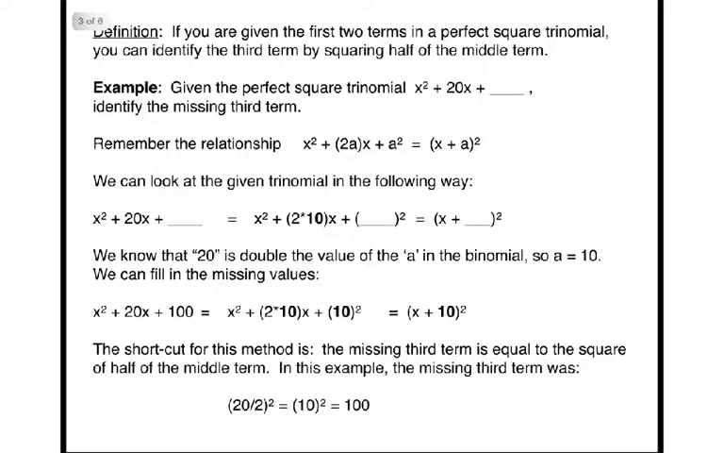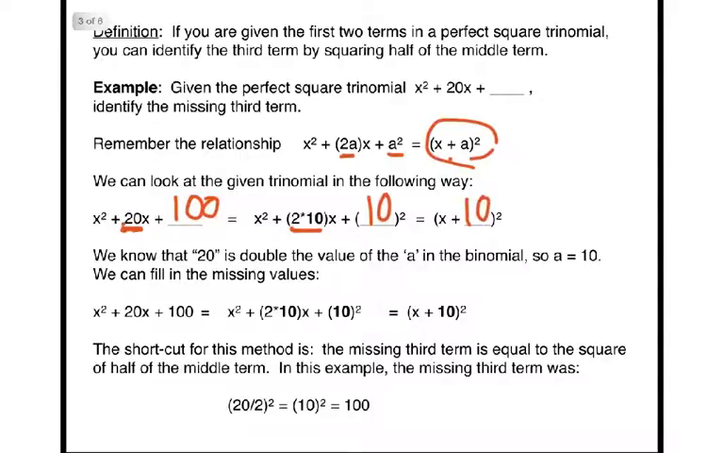Here's one more definition. If you are given the first two terms in a perfect square trinomial, you can identify the third term by squaring half of the middle term. For example, given the perfect square trinomial, x squared plus 20x plus something, identify the missing term. Well, remember the relationship. X squared plus double a x plus a squared is equal to x plus a squared. We can look at the given trinomial in the following way. Think of 20 as actually double 10, and therefore the term at the end must be 10 squared, which means our third term would have been 100, and inside our binomial it's actually x plus 10 squared.